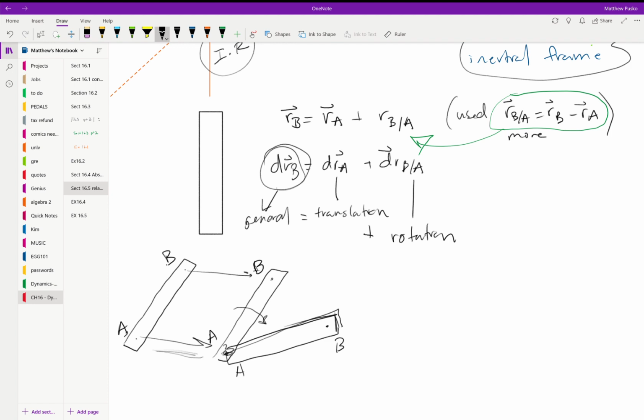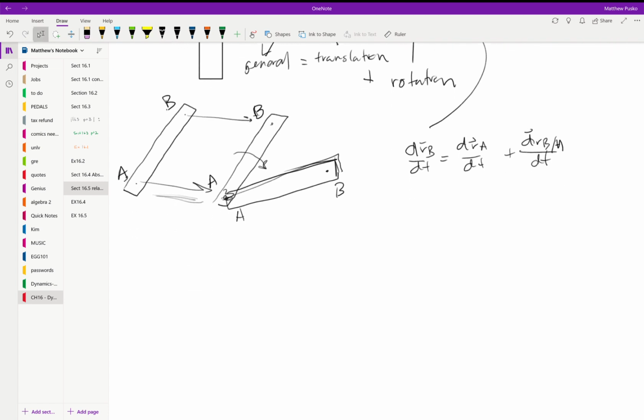Okay, so I think the next step would be to take the time derivatives, and we get dr of B dt is equal to dr of A dt plus dr of B with respect to A dt. And what do we get? We get the velocity of B is equal to the translating velocity of point A plus the rotation that we get about A at point B.